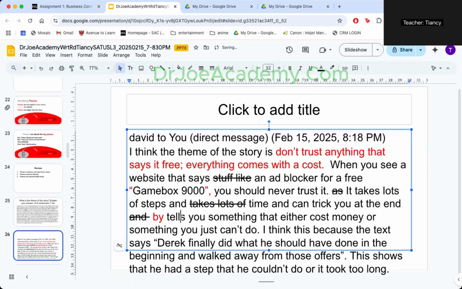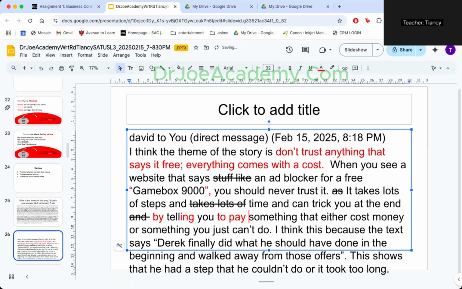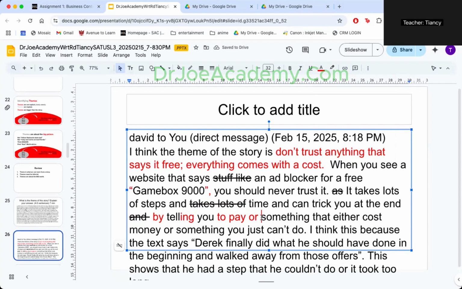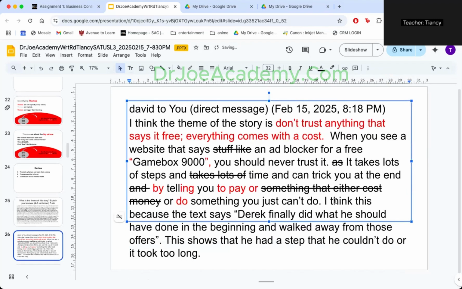By telling you to pay or do something you can't do. I think this because Derek finally did what he should have done in the beginning, walked away from those offers. This shows that he had the steps. He had a step that he couldn't do or took too long.